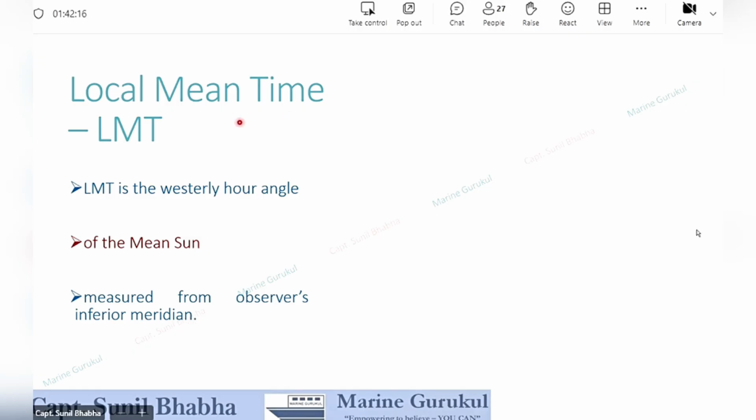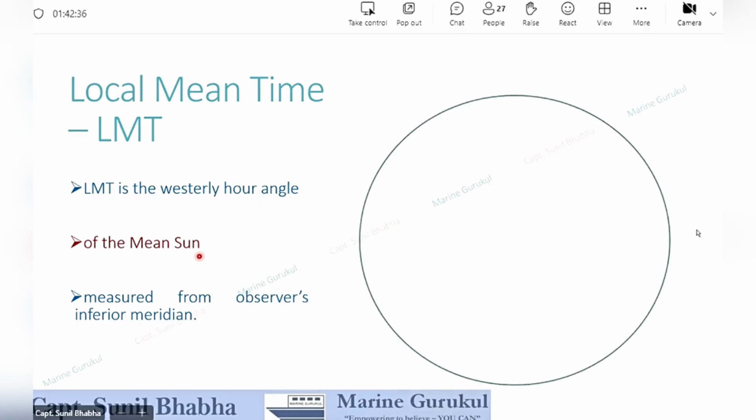So what is this LMT? This LMT is the westerly hour angle. From where is this westerly hour angle measured? It is measured with reference to the observer's inferior meridian, and up to which point is it measured? It is measured up to the mean sun. Let's try to understand it using one diagram.